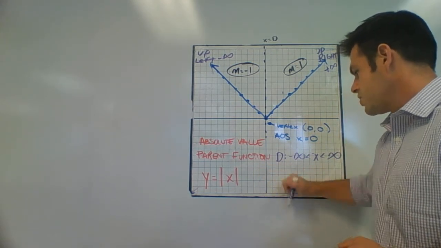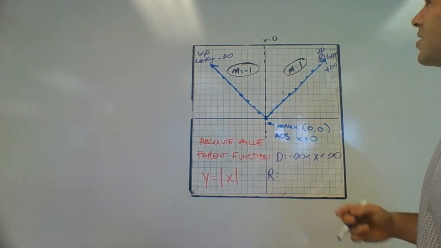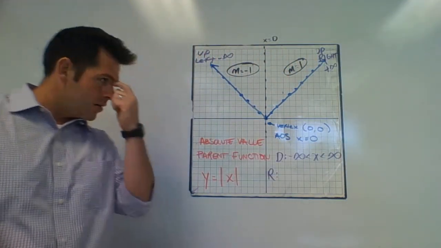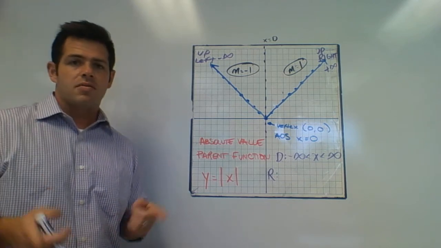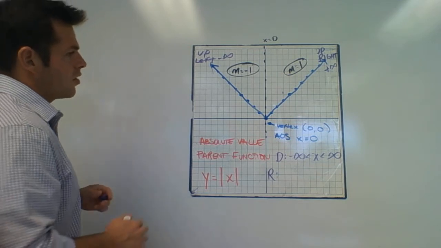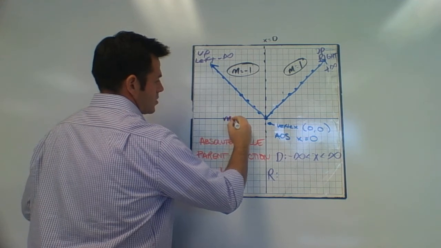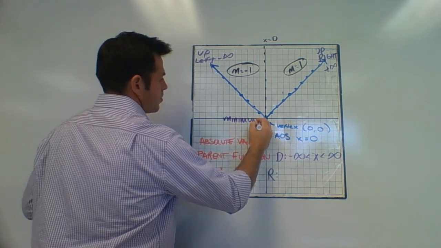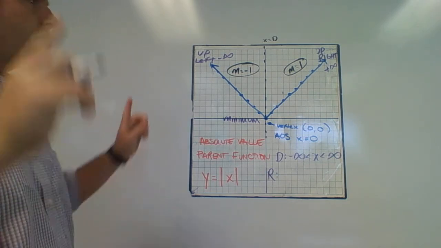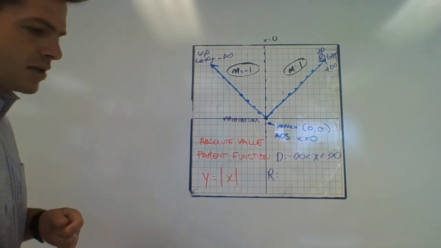Our range is a different story. We have to do a little bit of thinking for range because I wrote the word up twice, but I did not write the word down at all here. Sometimes it's going to happen with two ups. Sometimes it's going to happen with two downs. So our vertex here is the lowest point on the graph. It is our minimum. All right, in this case, it's a minimum, which means we have everything above that point but nothing below that.